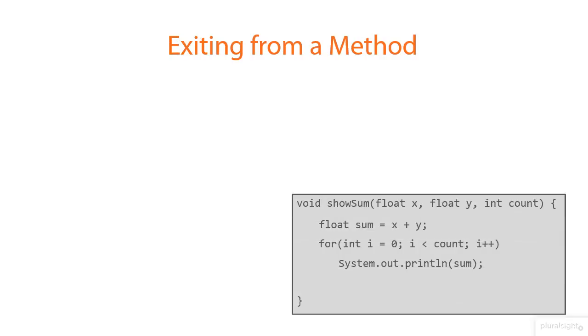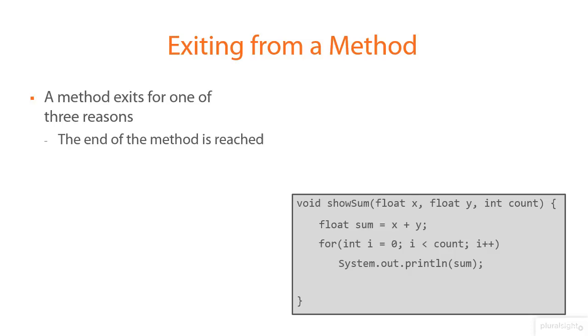Looking at that method we created in the last clip, basically we call into the method, it runs until it's done, and then it exits. Well, there are actually three reasons a method will exit. One is that it reaches the end of the method, which is the case in our showSum method here. You can also put a return statement in to indicate that you want to exit. And there's a third scenario, which is when an error occurs.